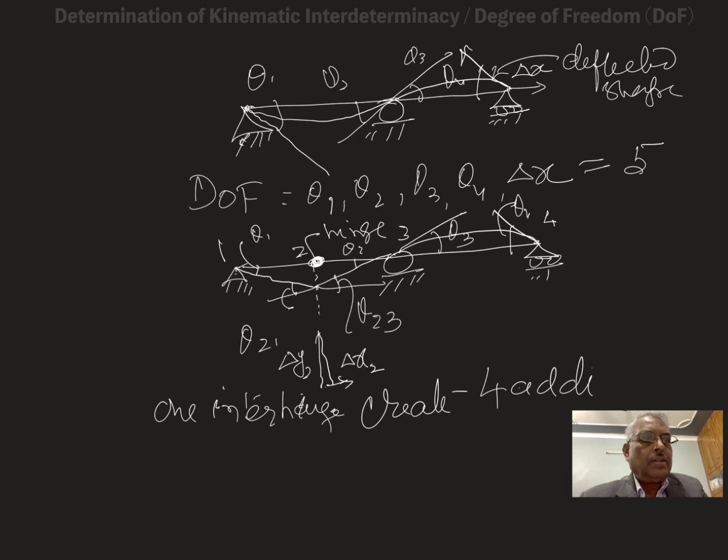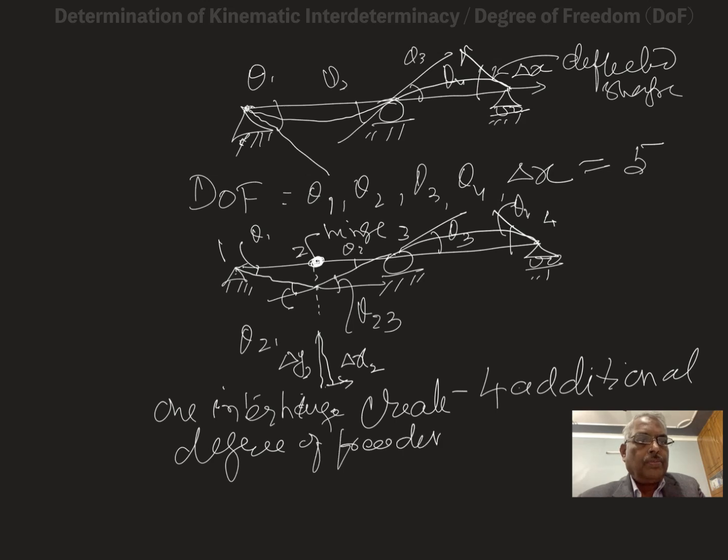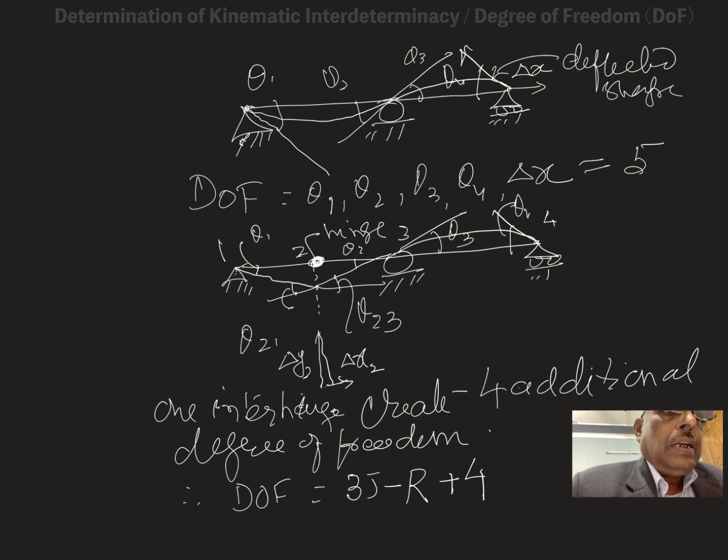additional degrees of freedom. 4 additional degrees of freedom. So therefore, if I am going to find out, there is 3j minus r, and for one internal hinge we can provide 4 additional degrees of freedom.